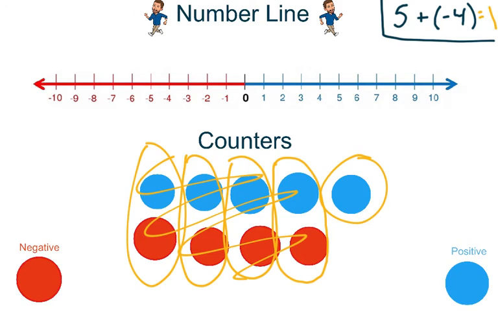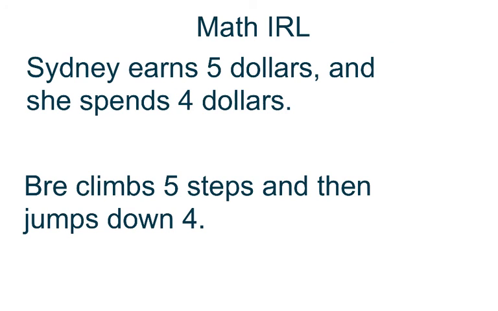Let's look at it in a real life example. Sydney earns $5. When you earn money, you're adding money. And then she spends $4. So she earns 5, a positive 5, and then she spends 4. So you can put plus negative 4, or I bet a lot of you would think of this as 5 minus 4. Guess what? Those are the exact same things.